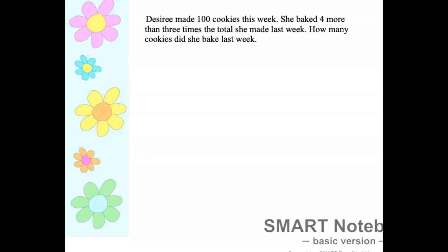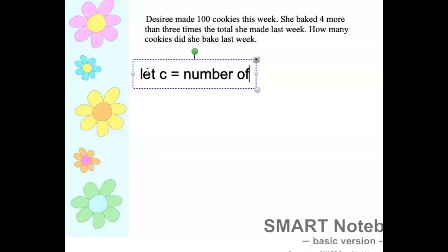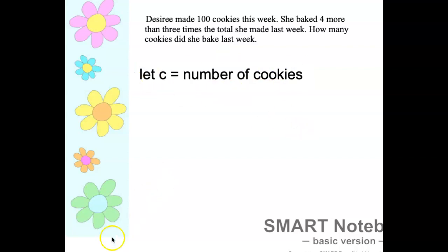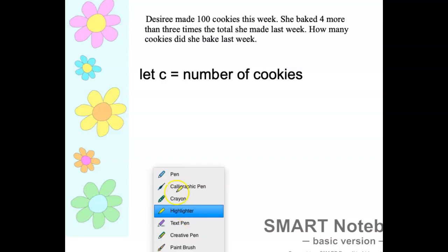We could start by writing a let statement, or whatever statement you want to do. In this case, how many cookies did she bake last week? So for our let statement, I could just say let c be the number of cookies, because we're looking for the number of cookies that she baked. And then we could write an equation that represents the problem.